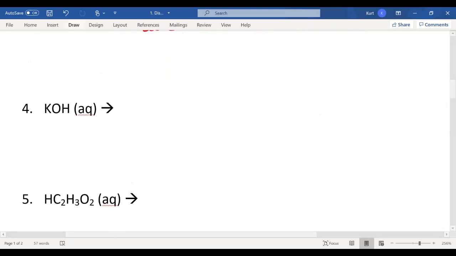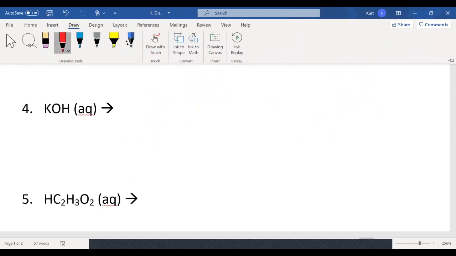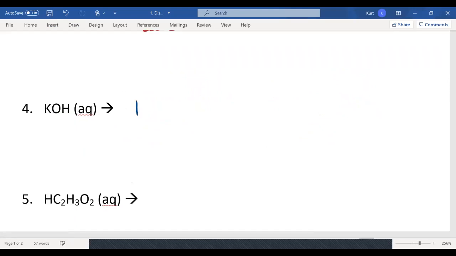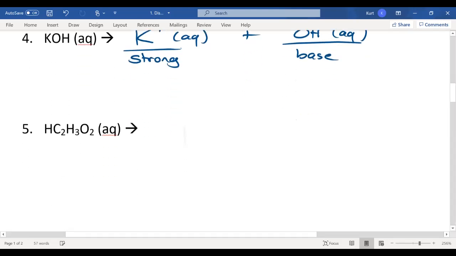KOH. Acid or base? Colby? KOH. Potassium hydroxide. It's a base. We have potassium and we have hydroxide. The fact that it is hydroxide means that it is a base. And take a look at the potassium. Is that monatomic or polyatomic? Monatomic, so does that mean strong or weak? Strong. It completely dissociated. Keep going.